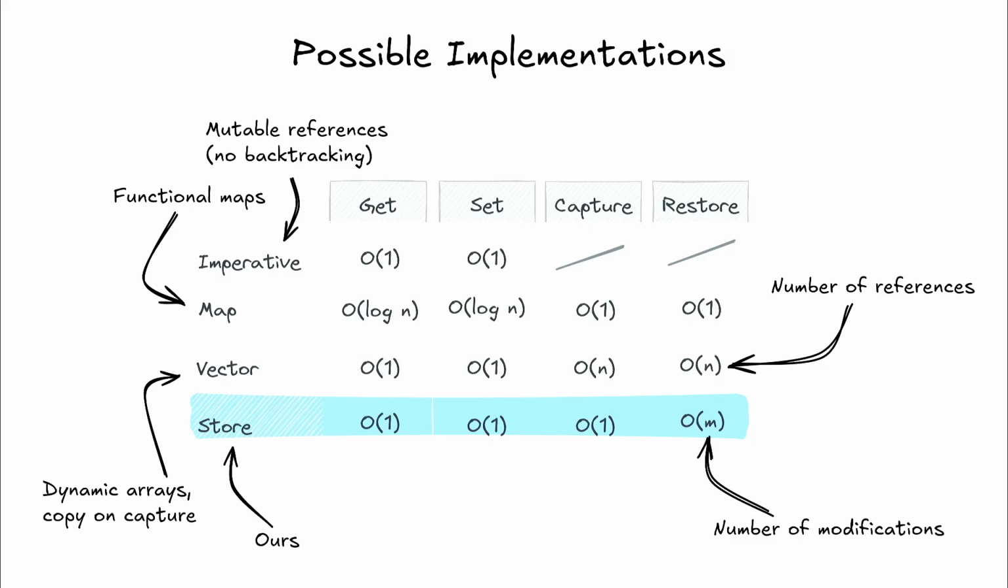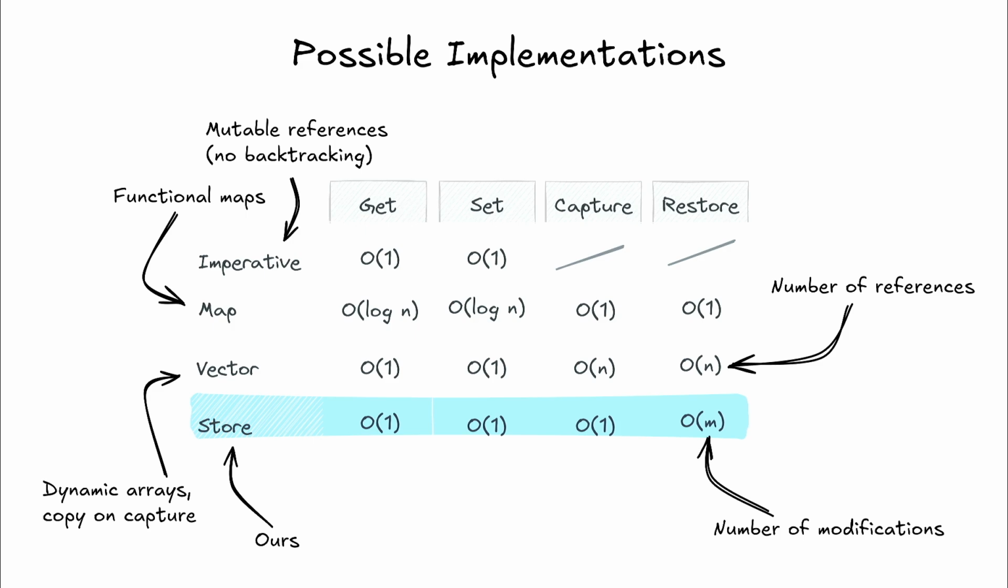This is just an API. We could imagine many different possible implementations of this. Here I have shown some of them with their asymptotic complexities. So the first row is just imperative mutable references, where we have constant time get and set operations, and we of course don't have capture and restore operations. We could try to use functional maps for very fast capture and restore operations, because there is just nothing to do, so it's constant time.